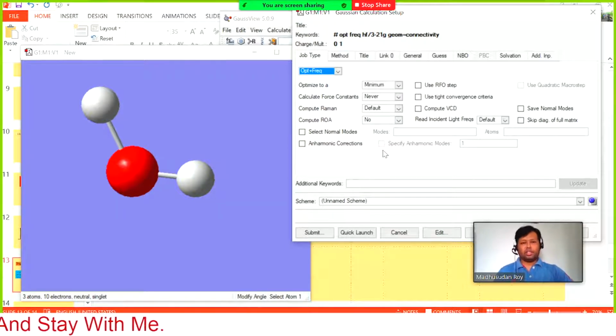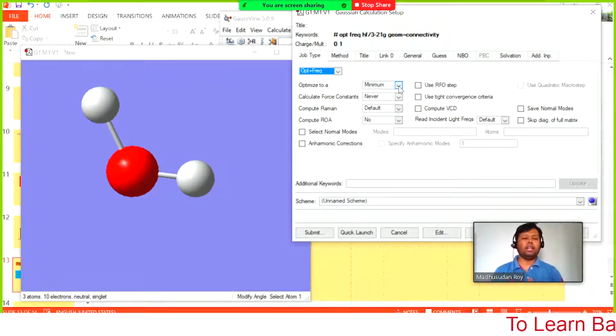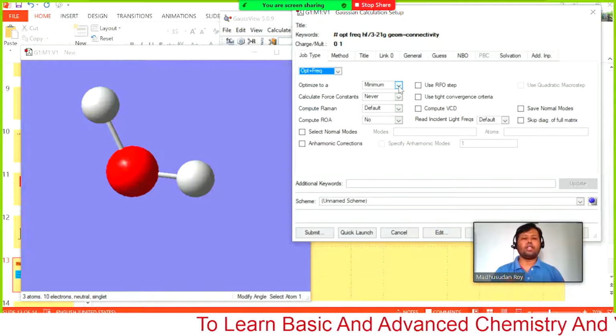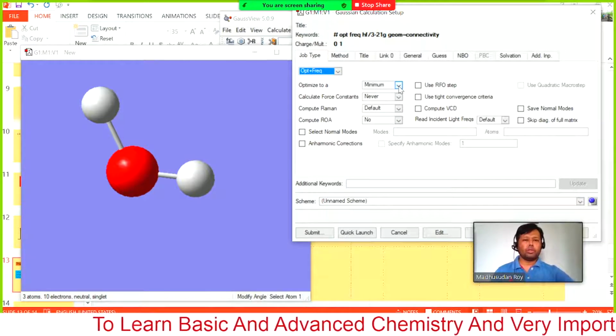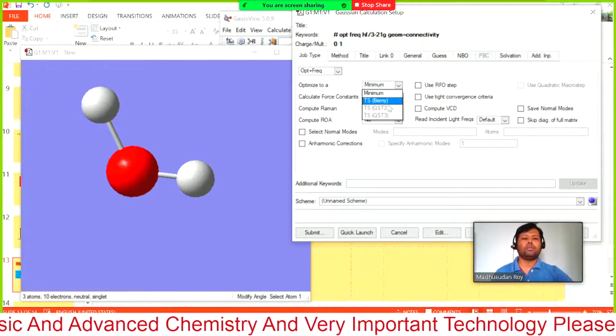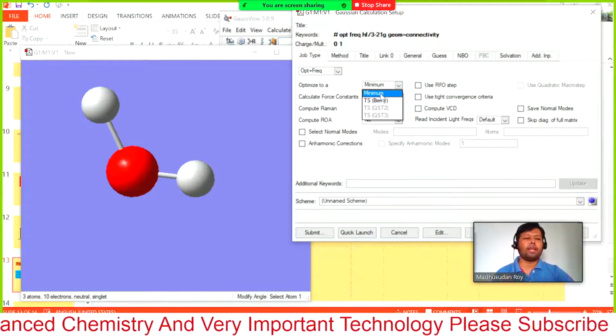Okay, now optimize to a minimum. You want to have the structure of the molecule so that the energy of the molecule is minimum. So I am going to use that keyword, minimum. I don't want something else, I want to have the minimum energy structure.